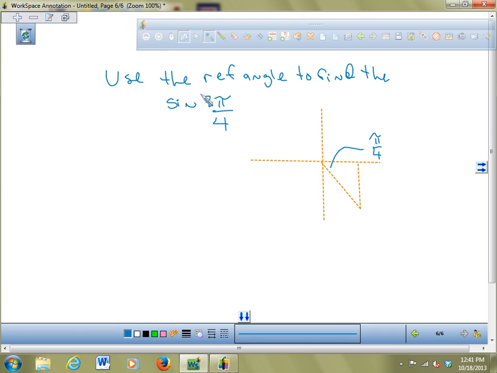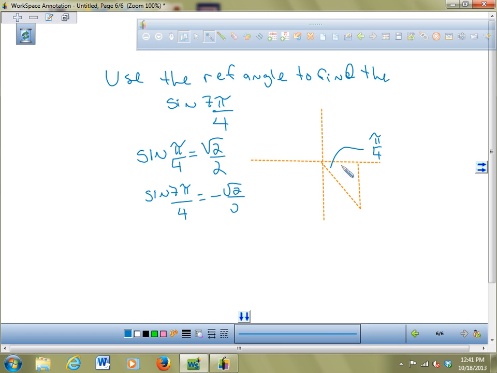And so if I want to find the sine of 7 pi over 4, one way to do it is to go the sine of pi over 4, which you should know from your unit circle. What's the sine of pi over 4? Square root of 2 over 2. Very good. But in this quadrant, is sine negative or positive? Sine is negative, right? So the sine of 7 pi over 4 is not positive root of 2 over 2, but it's negative root of 2 over 2.